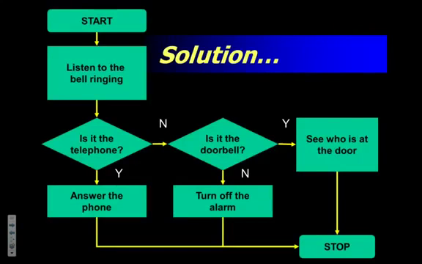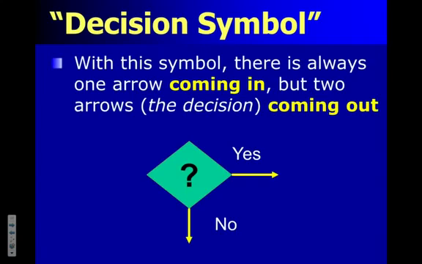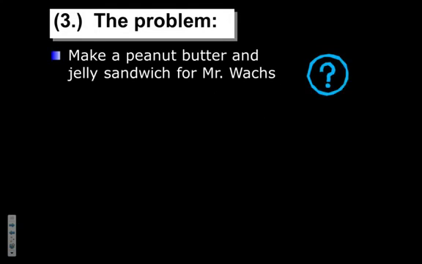I could have just asked the question, which one is it? And I could have narrowed it going phone, alarm clock, doorbell, right? But I want you to try to do it with just one arrow in, two arrows out. And the reason is, that's the way it's going to translate into coding a lot better if you do it that way. Okay, let's try another one.